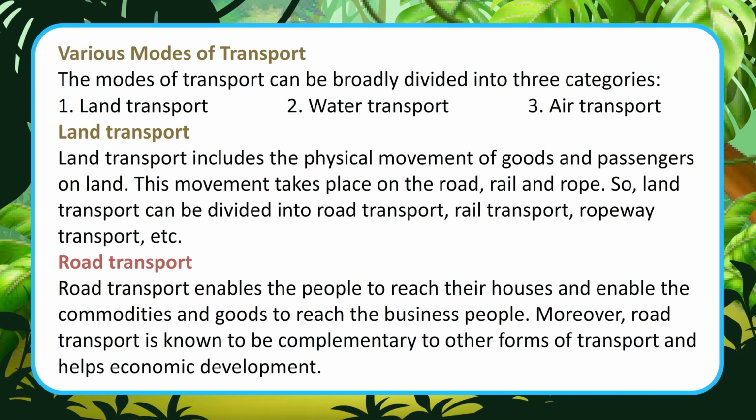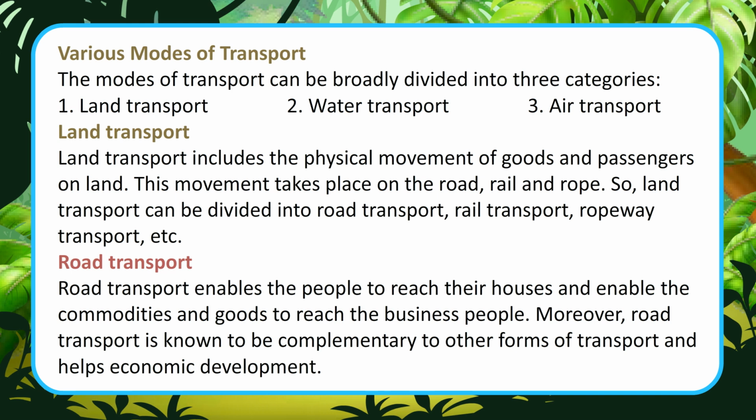Various modes of transport. The modes of transport can be broadly divided into three categories: 1. Land transport. 2. Water transport. 3. Air transport. Land transport. Land transport includes the physical movement of goods and passengers on land. This movement takes place on the road, rail and rope. So, land transport can be divided into road transport, rail transport, ropeway transport, etc.